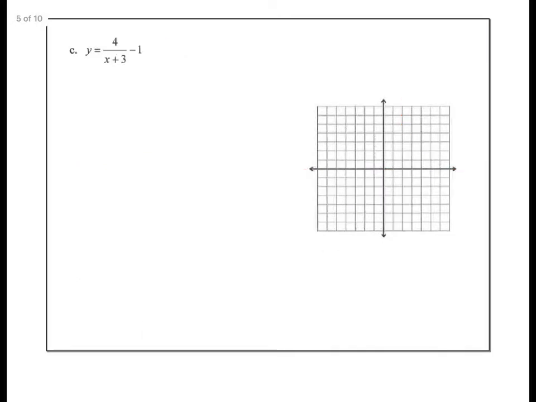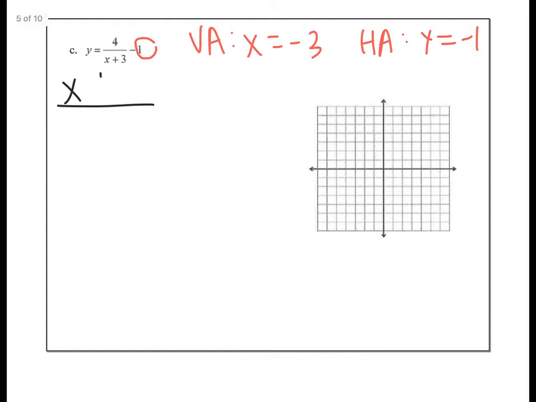All right, one more equation. So the vertical asymptote is x equals negative 3. Here the horizontal asymptote would actually be y equals negative 1. That's what's hanging out there, that minus 1. So when I make my table, I should draw my asymptotes first. X is negative 3. Y is negative 1. Okay.